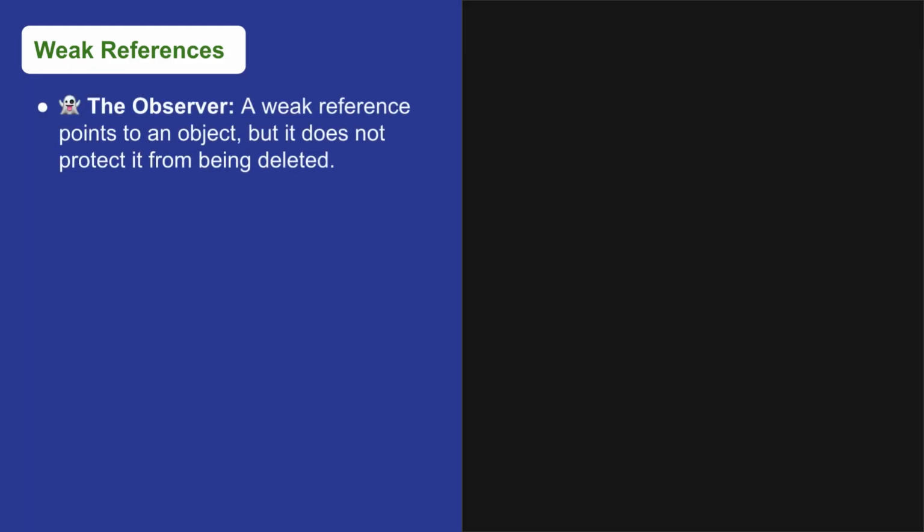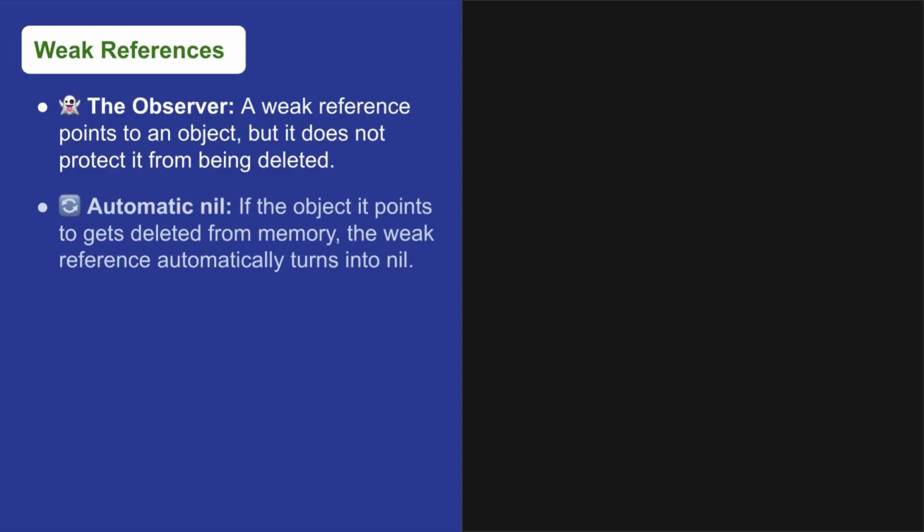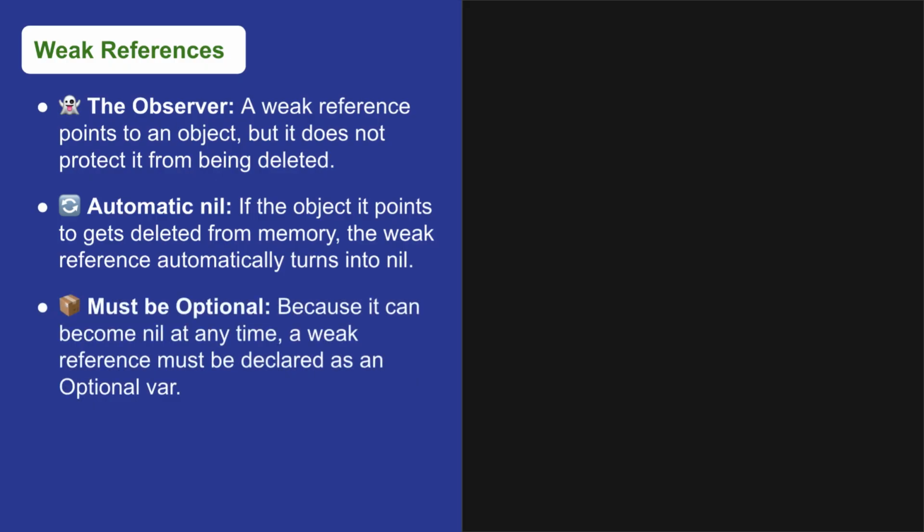Unlike a strong reference, a weak reference acts simply as an observer. It points directly to an object, but it does not protect that object from being deleted by the system. This brings us to automatic nil allocation. If the object a weak reference points to gets deleted from memory, the weak reference is smart enough to automatically turn itself into nil. Because it needs the flexibility to become nil at any point during runtime, a weak reference must always be declared as a mutable, optional variable using weak var.